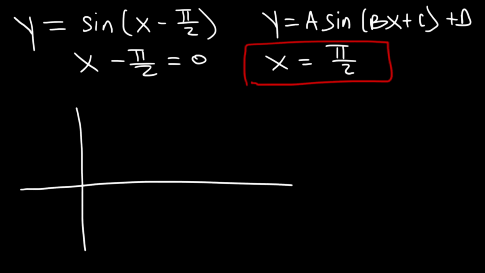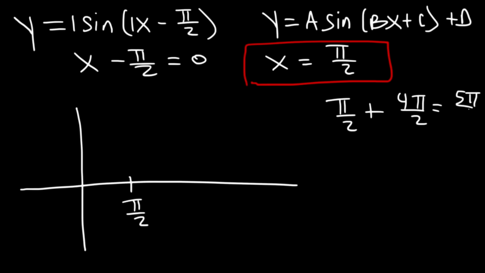Now let's go ahead and graph it. The amplitude is 1, and the period is 2 pi over 1, so it's 2 pi. But first, plot pi over 2, because that's where the phase shift is. And then what you want to do is add 1 period to the phase shift. So you're adding 2 pi to pi over 2. 2 pi is the same as 4 pi over 2. So this will give you 5 pi over 2. So this is going to be 3 pi over 2.